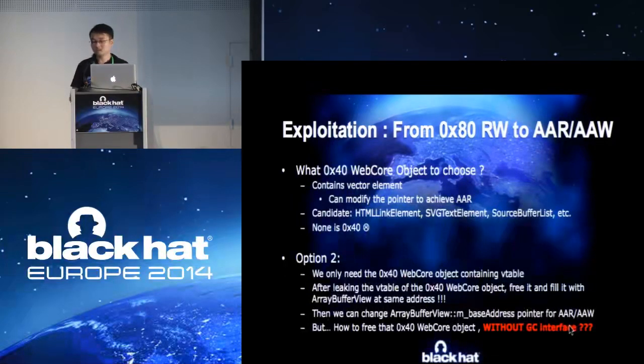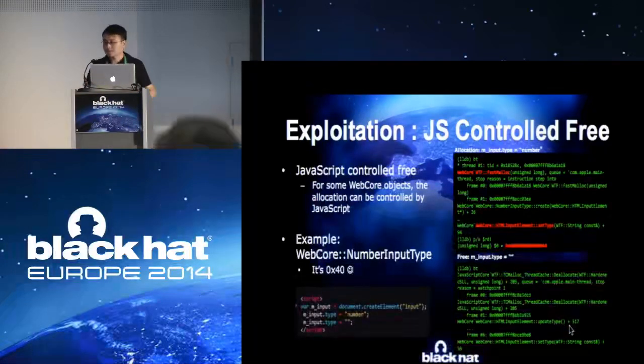So we have option 2, where we can do this in two phases. One is to put an object just having a vtable into that memory, and then try to free it. After we free it, we can put in another object meeting our needs. For example, we can put an array buffer view into that memory, so that we can achieve AAR and AAW. So I will introduce the JS controlled free.